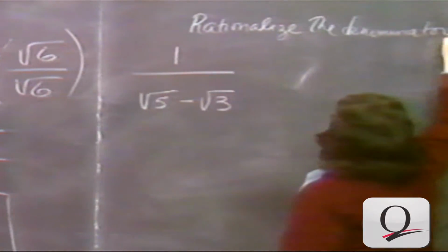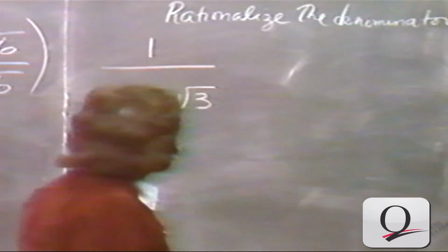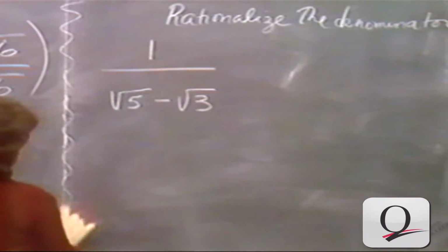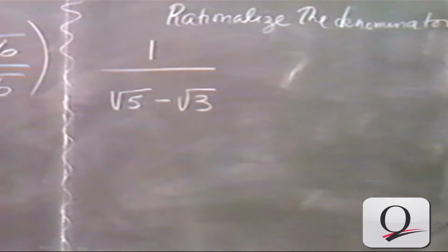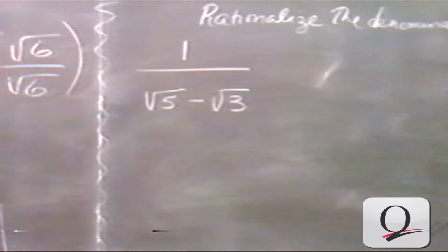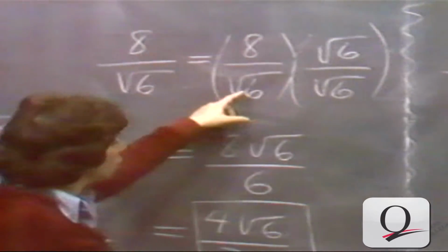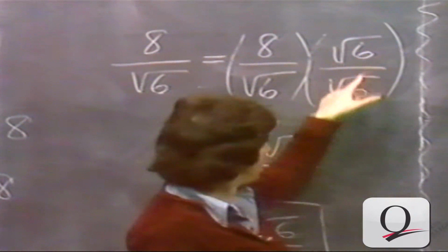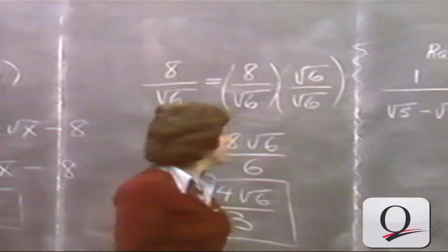Or put it into simplest radical form. Our object is to replace this by an equivalent fraction that does not have radicals in the denominator. Now, what we did over here, since there was only one radical, is to multiply numerator and denominator by that radical. Here we can't get by on this.